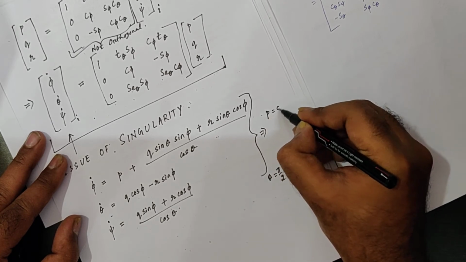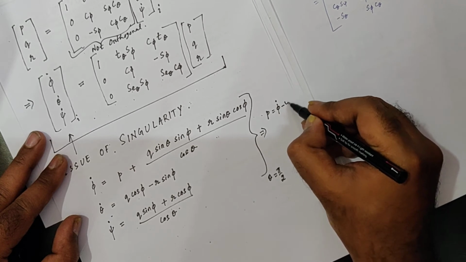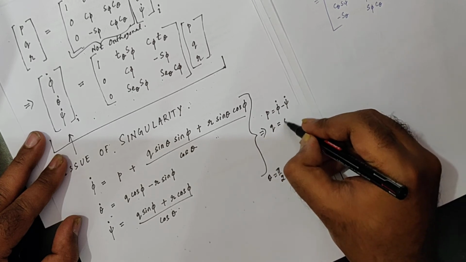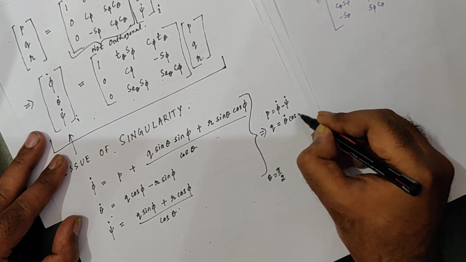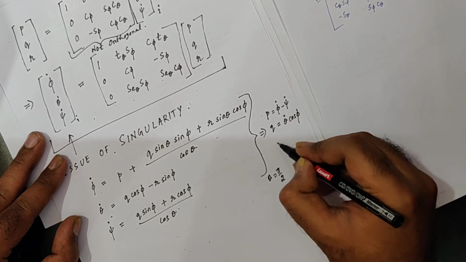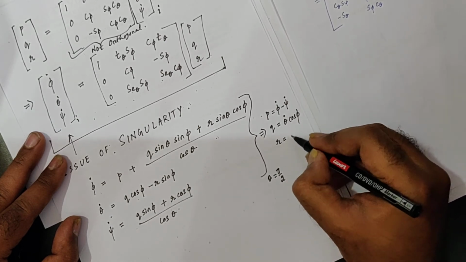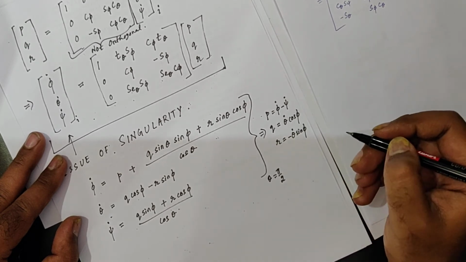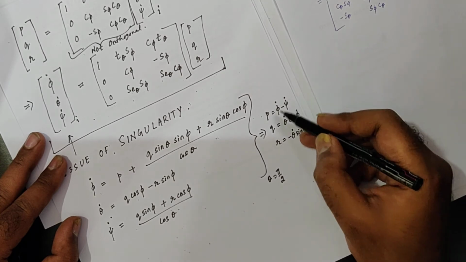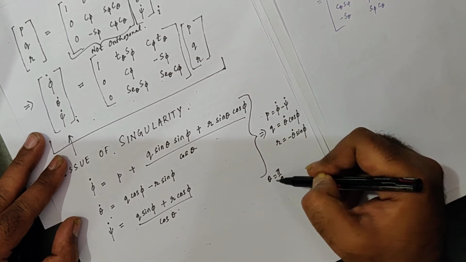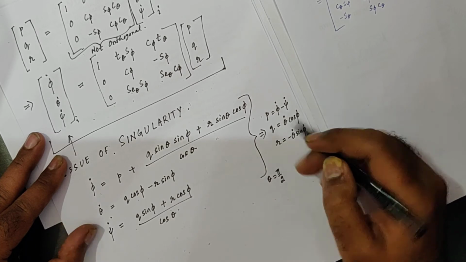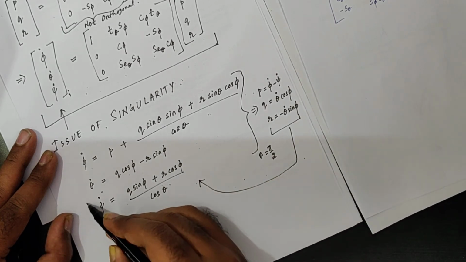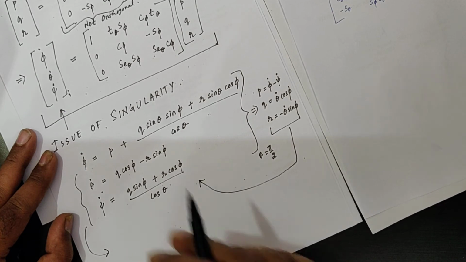P equals phi dot minus psi dot. Similarly, Q equals theta dot cos phi, and R equals minus theta dot sin phi. So these three equations we obtain when theta equals pi by 2. So let us put these three equations here and write it down again.